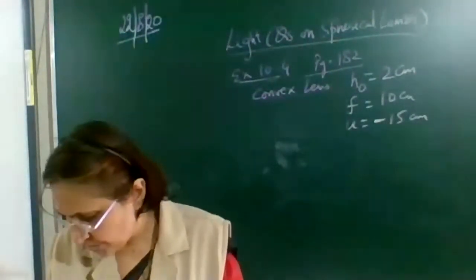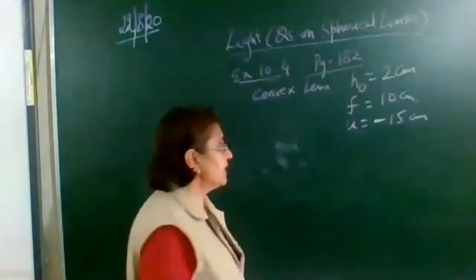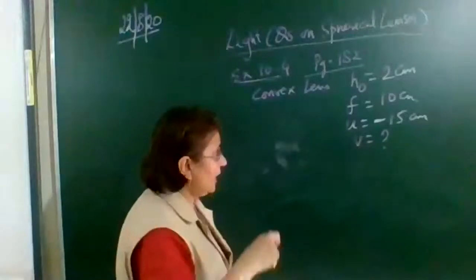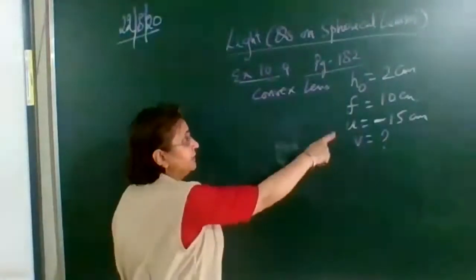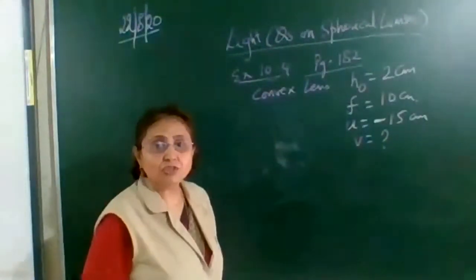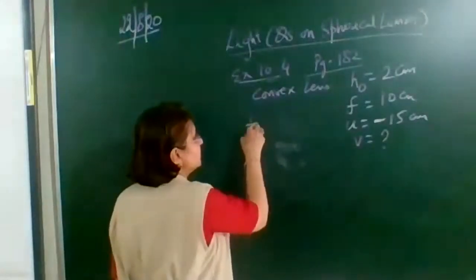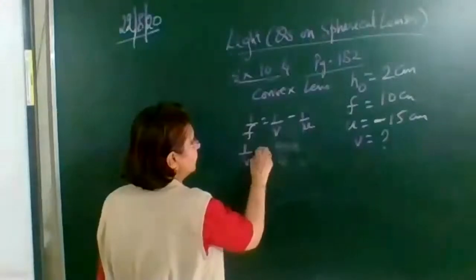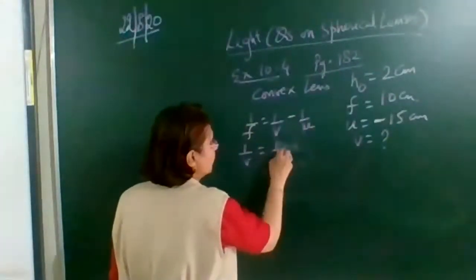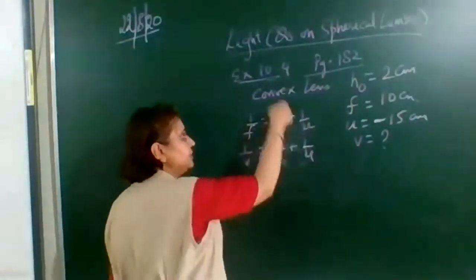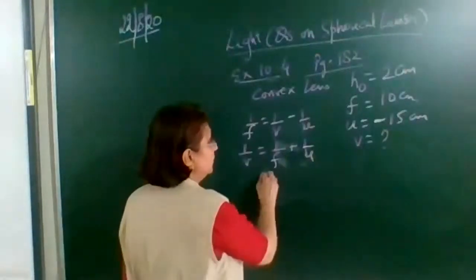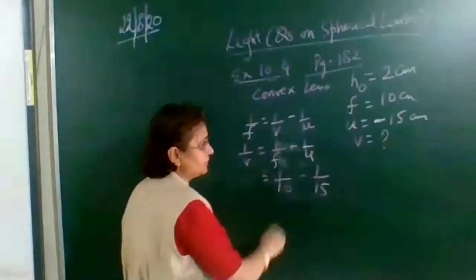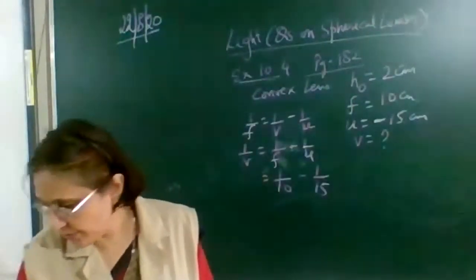Find the nature, position and size of the image. First let's find out the position. Position means V distance. Then we'll find out the nature and the height of the image also. Which formula? F and U are given. You will use the lens formula, which is 1 upon F is equal to 1 upon V minus 1 by U. As we have to find out 1 upon V, 1 upon V will be equal to 1 upon F plus 1 by U. The U distance is minus 15, plus into minus, this becomes minus. So what do you get? V is.